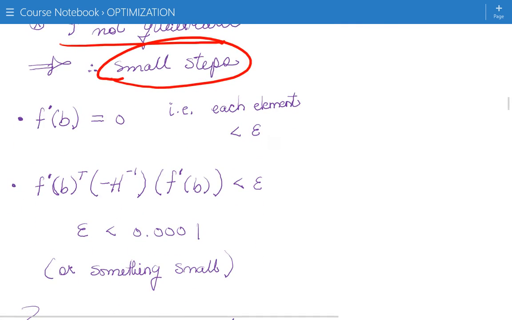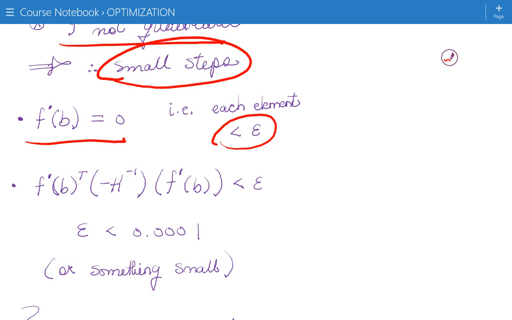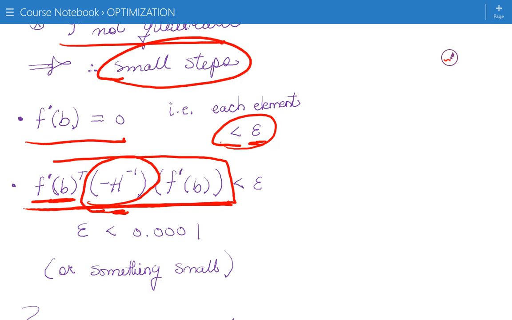Another possibility is we can look at the derivatives. Is the slope approximately 0? So we could technically provide some threshold and ask whether the slope is less than that threshold. Alternatively, we can use a combination of the slope, or the gradient, and the inverse of the negative Hessian, and ask that this be very small. This is probably the better of the bunch.